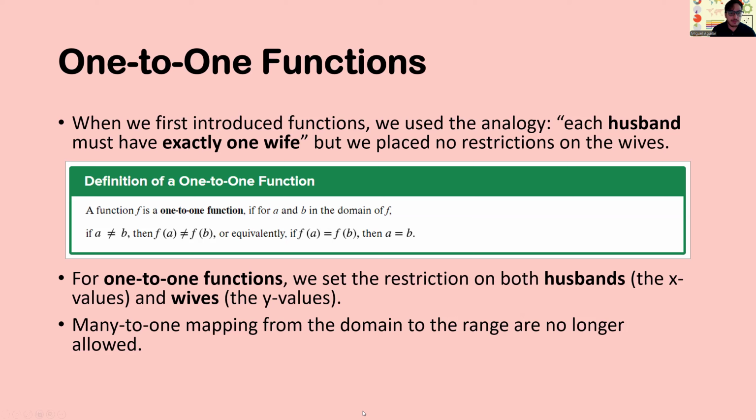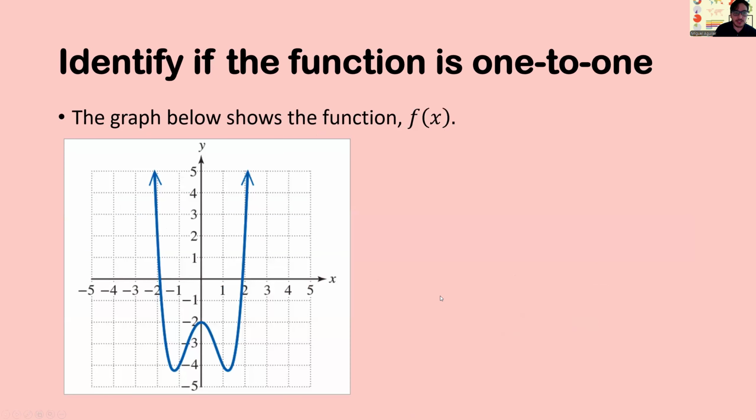Okay, so I think one-to-one functions should feel natural in a way that maybe functions were confusing, because before you wanted to force that perfect monogamy and that perfect faithfulness between the X and the Y partners. But now we finally have it with one-to-one functions.